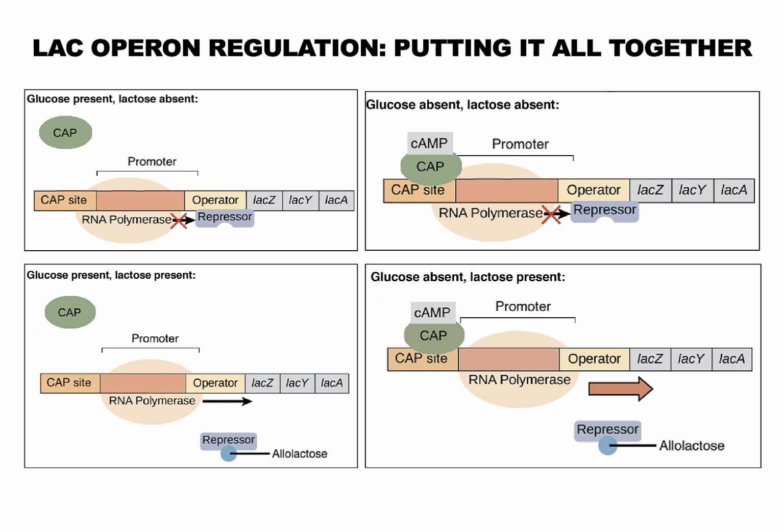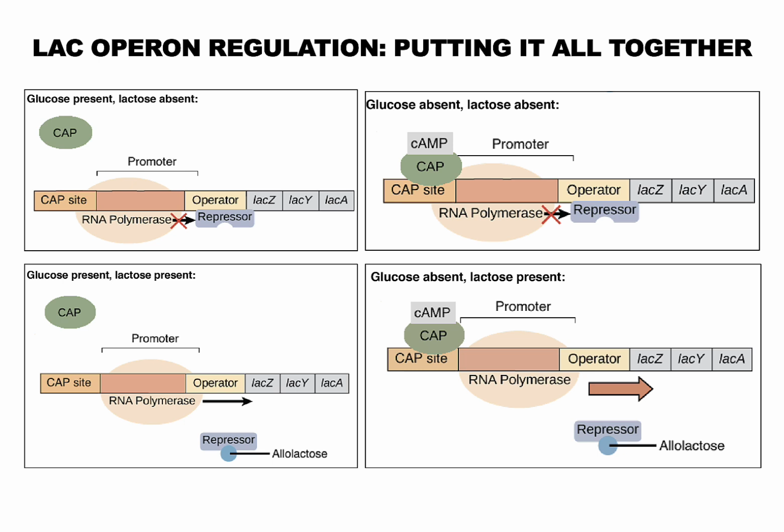Cyclic AMP levels are high because glucose levels are low, so CAP is active and will bind to the DNA. However, the LAC repressor will also be bound to the operator due to the absence of allolactose, acting as a roadblock to RNA polymerase and preventing transcription.